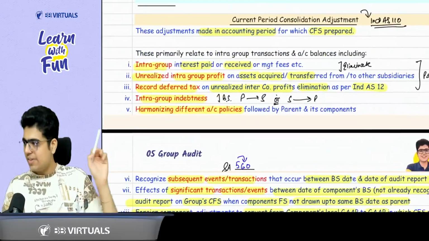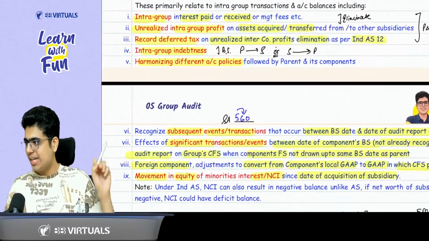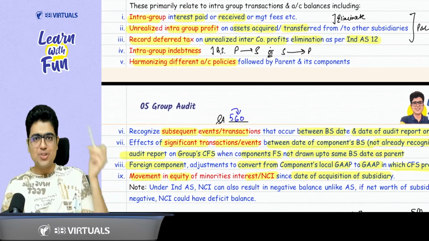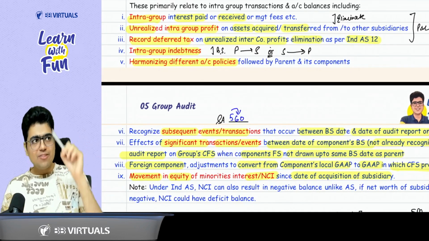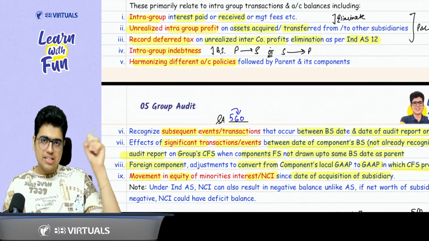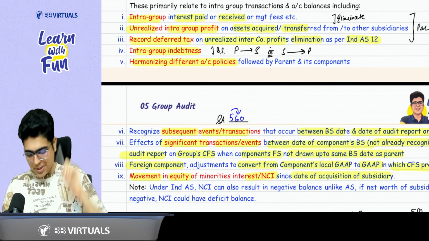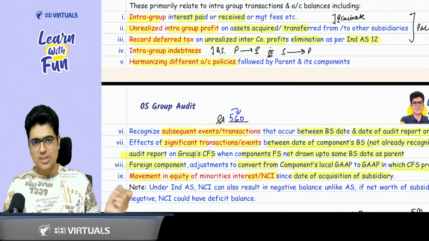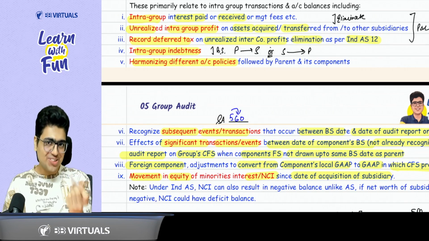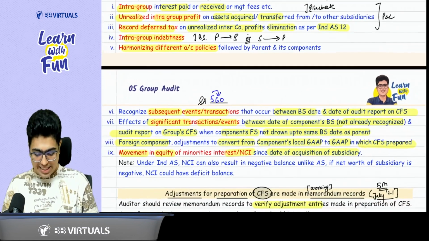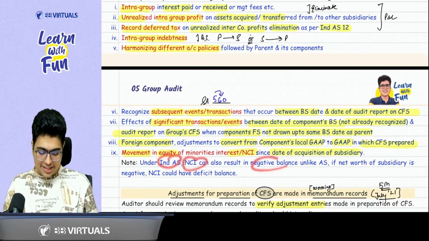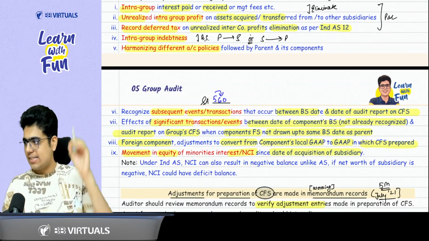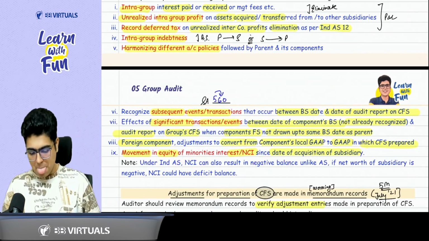Then sir, we have already covered harmonization of accounting policy. And after this, the next point is GAAP adjustment. If it is a foreign component, conversion from the local GAAP to the GAAP in which the parent's financial statements are prepared. Then NCI calculation, movement in the NCI is also a current period consolidation adjustment. Now sir, in Ind AS, NCI can have a negative balance, because if the subsidiary has a negative net worth, NCI can have a deficit balance.